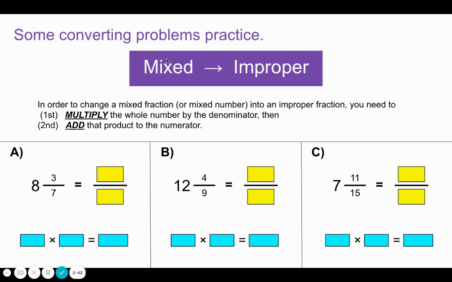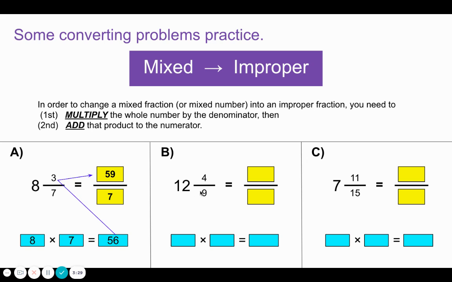If you start with a mixed fraction and go to an improper, here's what we have to do. The first step is to multiply the whole number by the denominator. The second step is to take that product and add it to the numerator. This 8 here represents how many times you were able to pull a 7 out of the situation. Multiplying those two numbers brings you right back to where you needed to be. 8 times 7 gives you 56. The last step is to add that product to that top number. 56 plus 3 gives you 59, and the bottom number stays exactly the same.